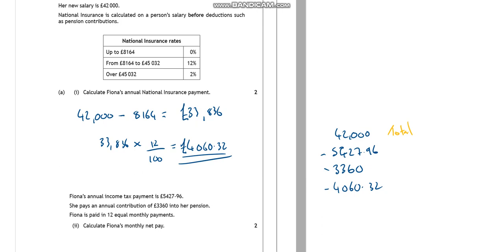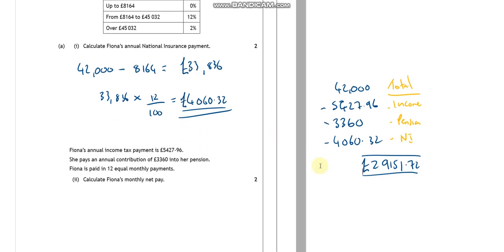Then we're taking off income, we're taking off pension, and we're taking off national insurance, yeah? And that's leaving her with what she's got left. That's like her net pay at the end of that. So that's going to give her 2915.1.72. And if she gets that in 12 equal installments, we just divide that by 12.